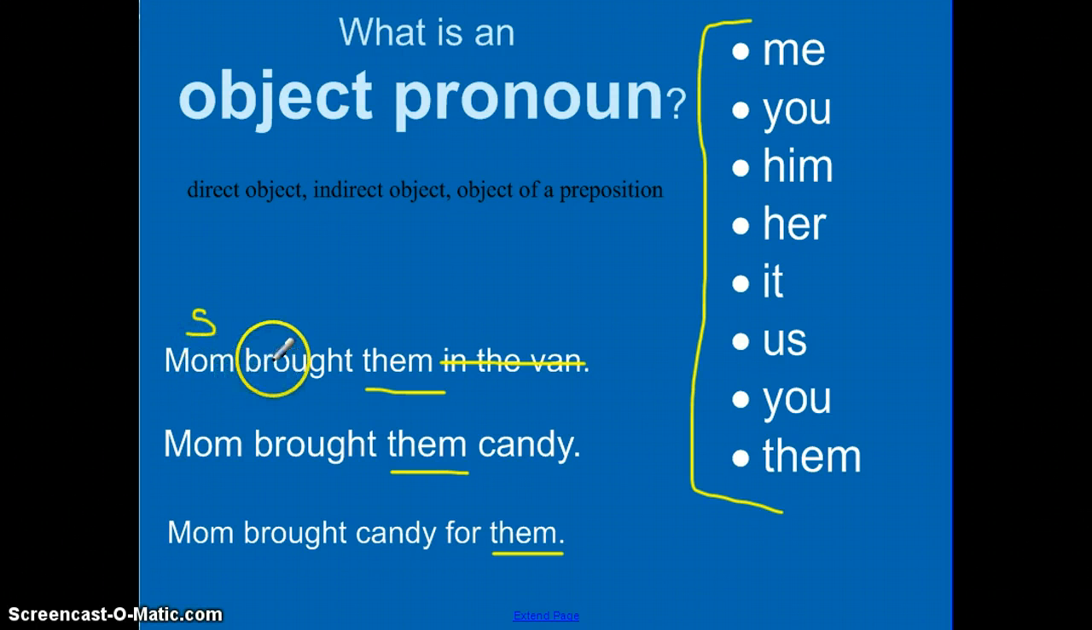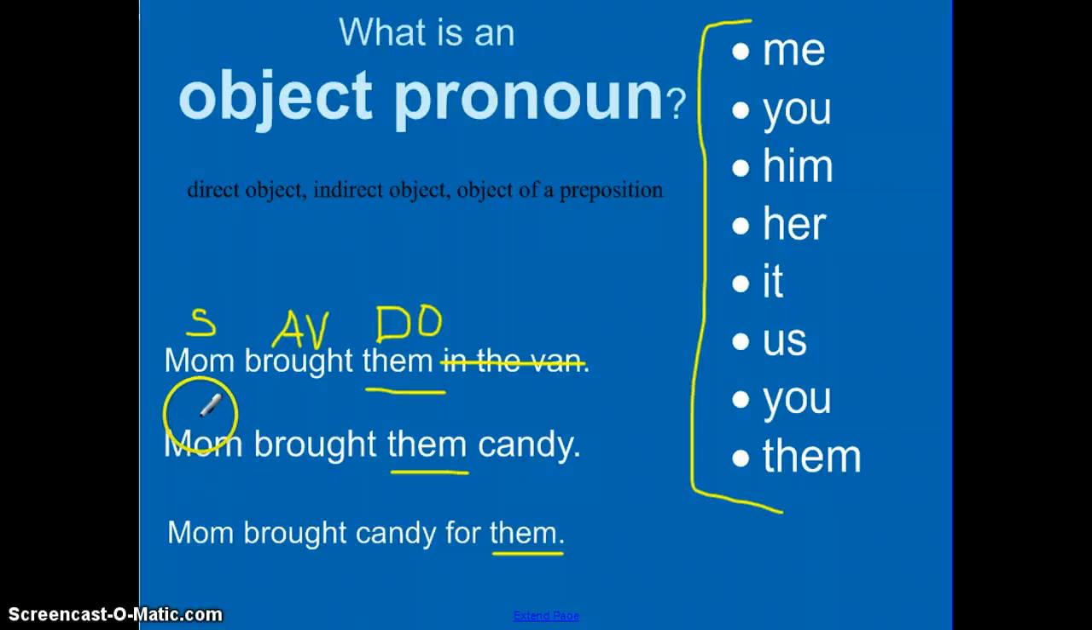We ask ourselves, what did mom do? Mom brought. If brought is an action verb, we ask ourselves the question, whom or what? Mom brought whom or what? If we can answer that question, then whatever word we answer the question with is a direct object. Mom brought whom? Mom brought them. So that's a direct object. It has to be an object pronoun because it's doing the job of a direct object.